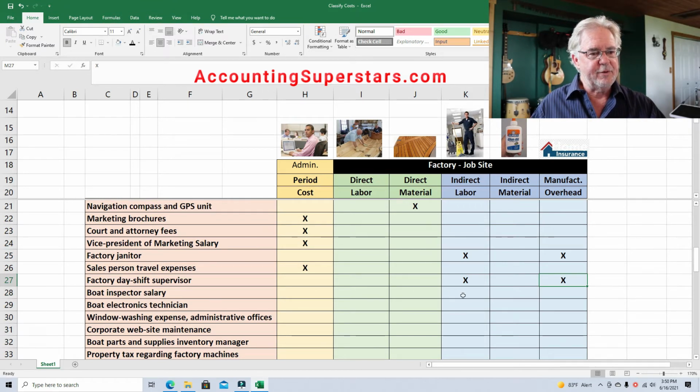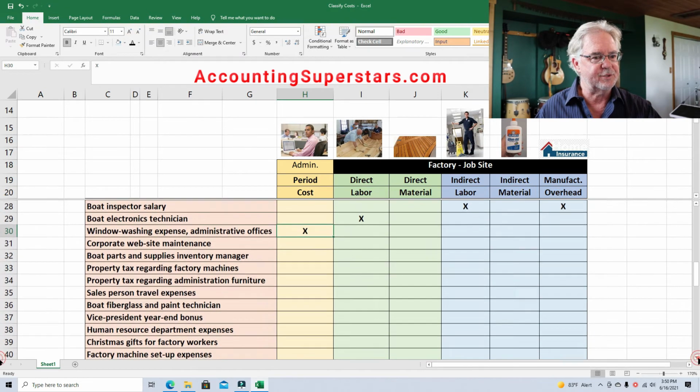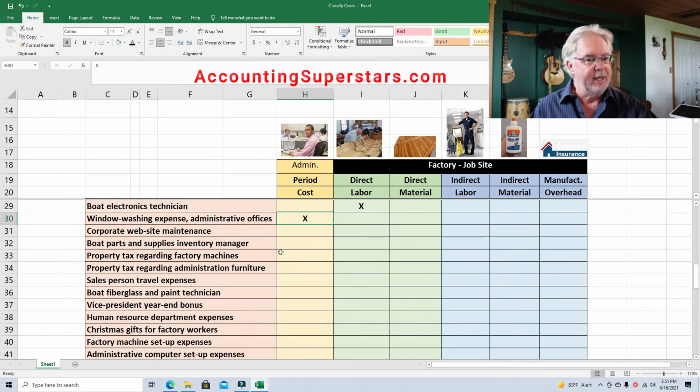Boat inspector salary, well, that's indirect labor. The boat inspector is not directly building a boat, but is doing a very important job. It's manufacturing overhead. So check this out. Anytime I put a check mark in indirect labor, I also put a check mark in manufacturing overhead. Boat electronics technician. Well, this is a person that is actually building the boat. That's direct labor. Window washing expense, the administrative offices, that's a period cost. And by the way, if you don't know what a period cost is, I made another video on period costs, and I went into quite a bit of depth. And so you can check it out.